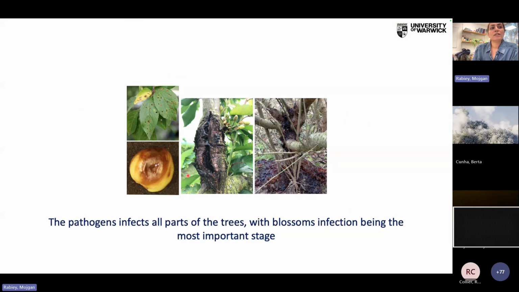So these pathogens could infect all parts of the tree. So you could see them making shot holes on the leaves. And blossom infection is the most critical and important stage because it leads to necrosis on the fruit. And then we have a huge amount of oozing and bleeding from the trunk of the tree, so it seems trees bleed to death. So these pathogens are around all year round. As I explained, they could infect all parts of the trees.